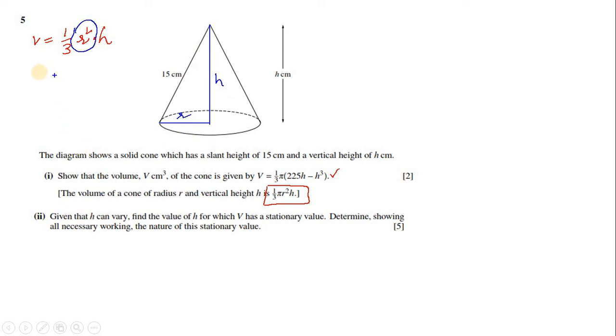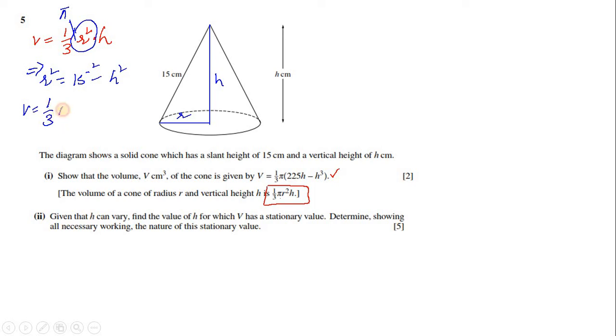So r squared would be equal to 15 squared minus h squared. And then you can replace the value of r squared in the formula. So V is equal to 1/3 of r squared, and r squared is 15 squared minus h squared, which is 1/3 of, sorry, I forgot to write pi here. Pi is also given here because pi is always involved in the volume formula.